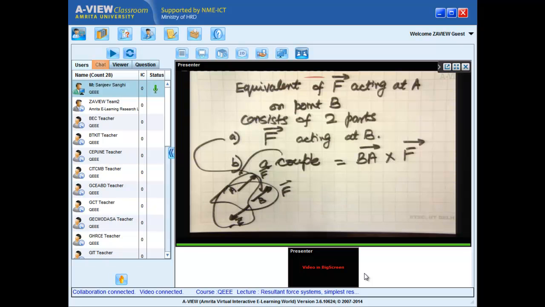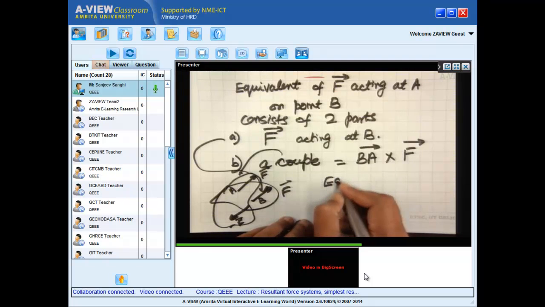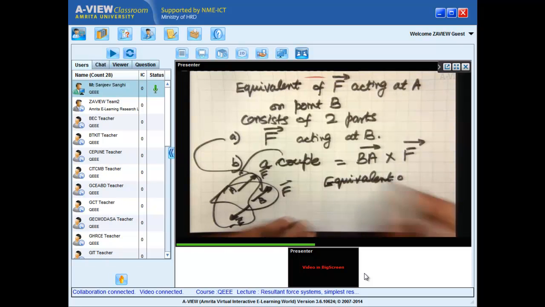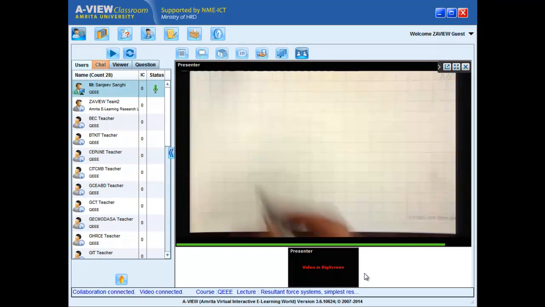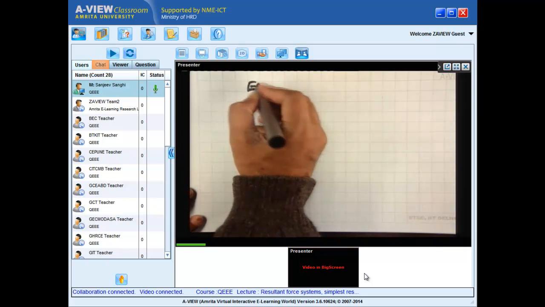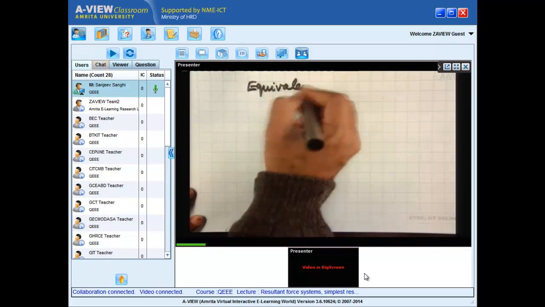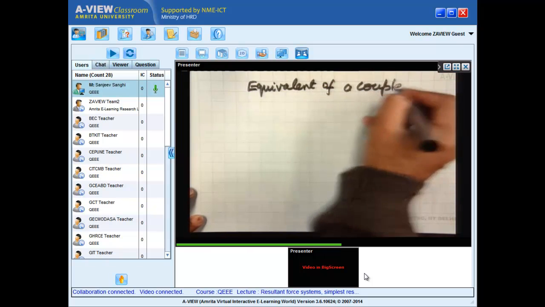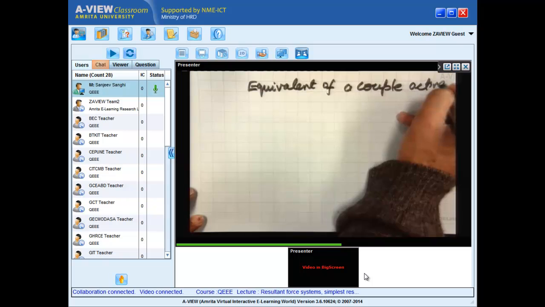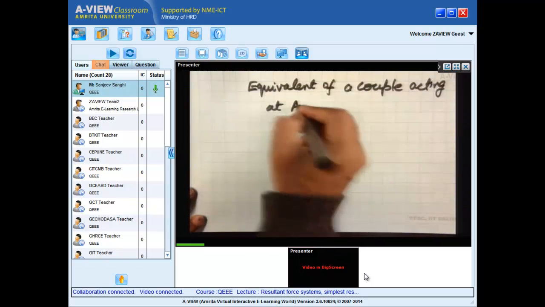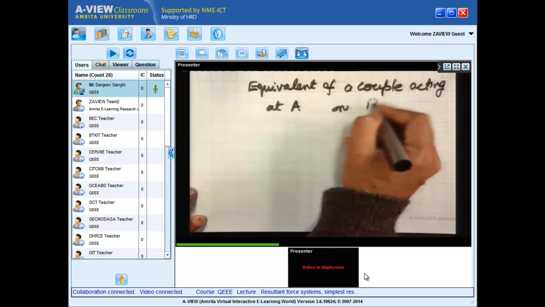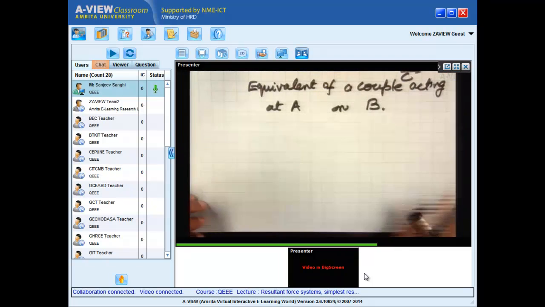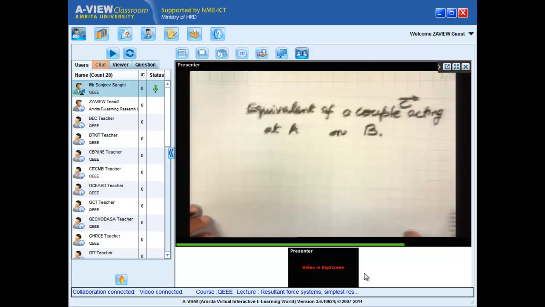Now what happens in case we have a couple? So let me go to a new page. What is the equivalent of a couple acting at A, on point B? So suppose there is a couple C which is acting at point A.